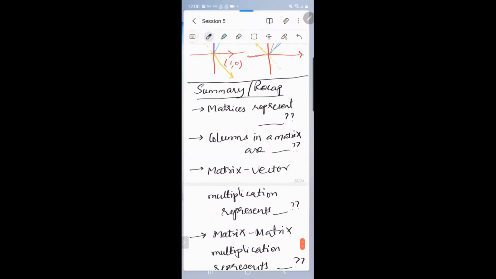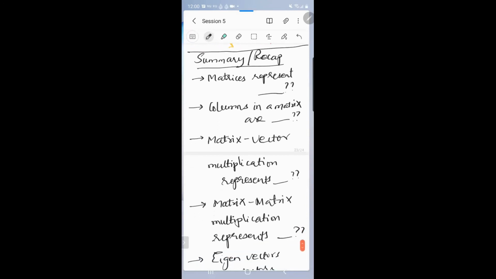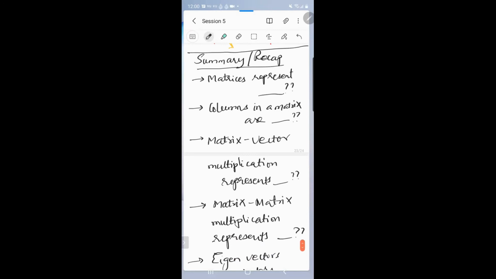Okay, so let's try a quick recap. You guys can answer. You can speak out an answer. You don't have to type because it will waste a lot of time. So a recap of what we did two classes ago and in this class. What do matrices represent? Anyone, whoever wants to say, you can say. Matrices represent the transformation, linear transformation.